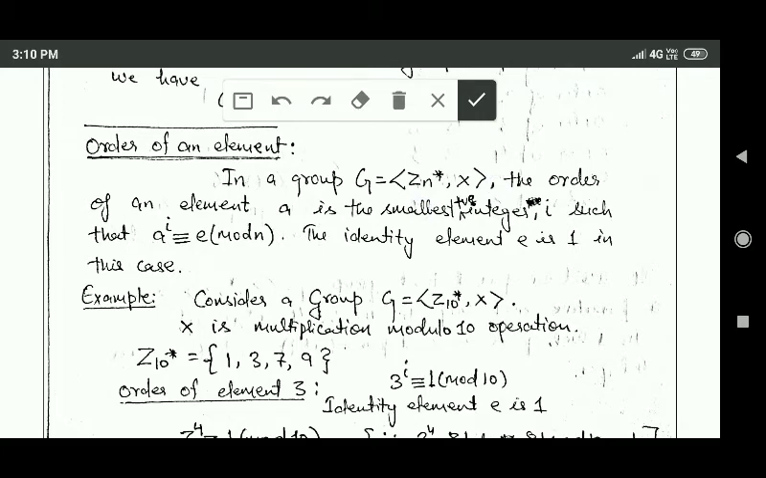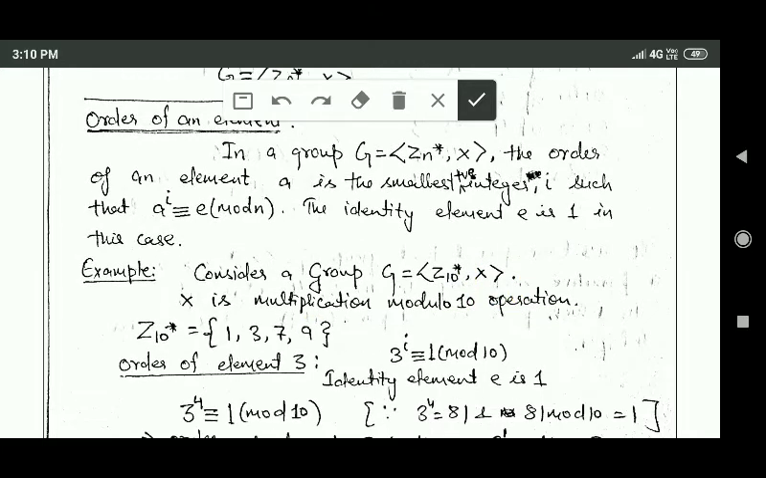Suppose we have a group G which consists of the set Z_10 star and the operation represented by cross, which is multiplication modulo 10. This set Z_10 star consists of those integers from 1 to 9 which are relatively prime to 10. So the set Z_10 star consists of the integers 1, 3, 7 and 9. Now in this set, there are 4 elements. Suppose we need to find the order of element 7.